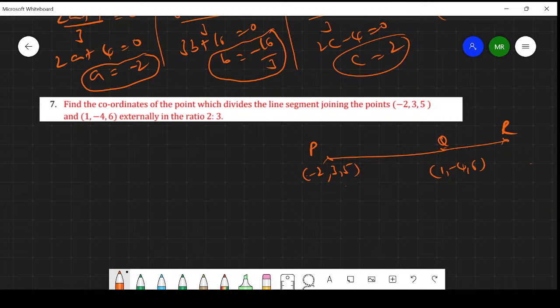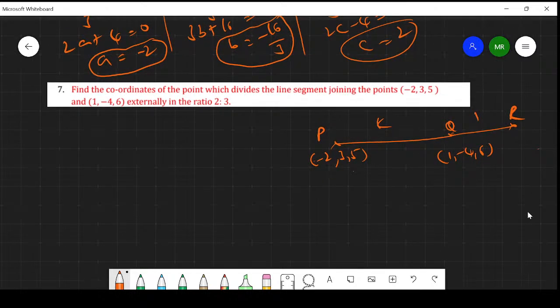In the ratio 2 is to 3. The point is after Q. Extend that line, you get R outside of that. So this is externally divides. R divides PQ externally in the ratio 2 is to 3, which is given. When they give externally, I can consider the ratio 2 is to minus 3.